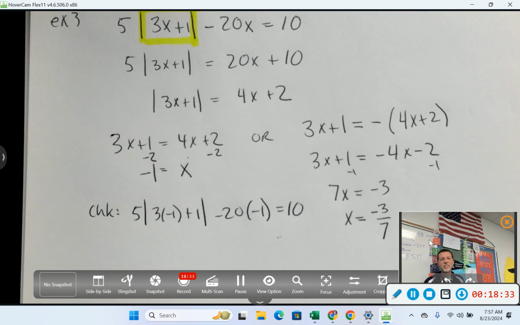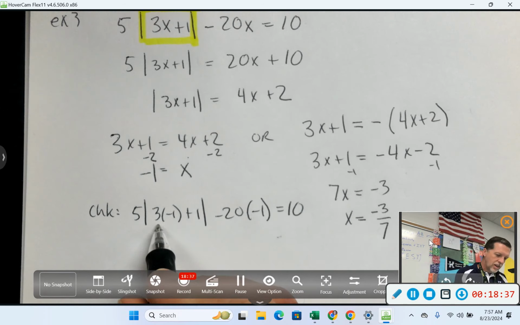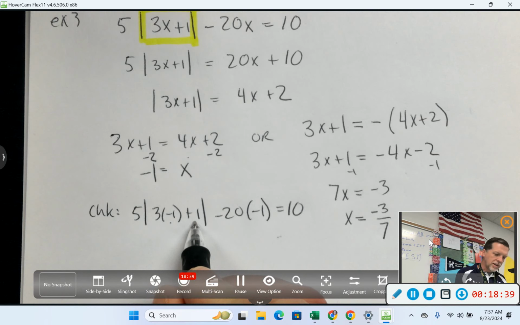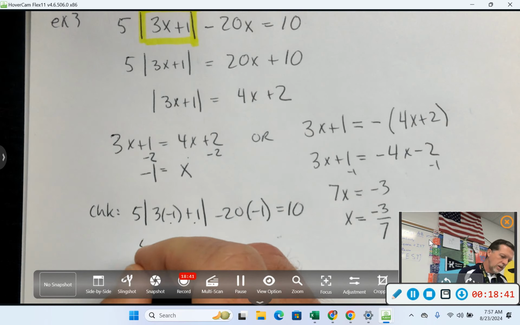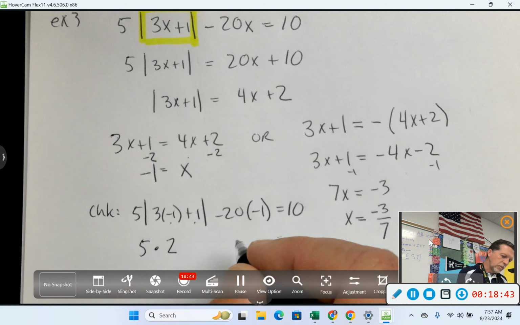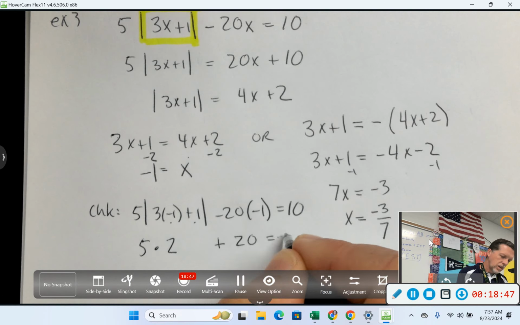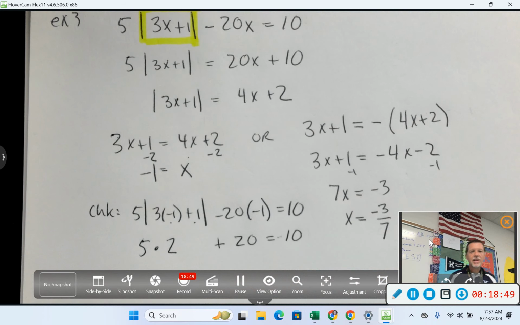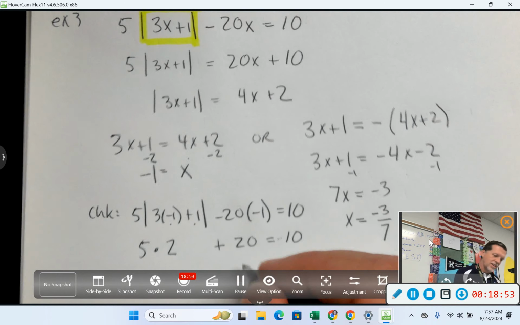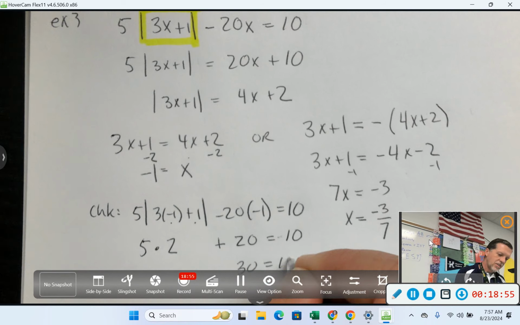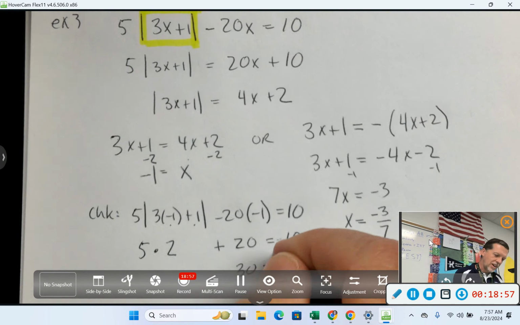Well, I said checking's easy, and I guess it still is, but that's a lot of stuff going on here. Negative 3 plus 1 is negative 2, but the absolute value of negative 2 is positive 2. Wait a minute. 10 plus 20 equals 10. That's not true. 30 equals 10. No, 30 does not equal 10.